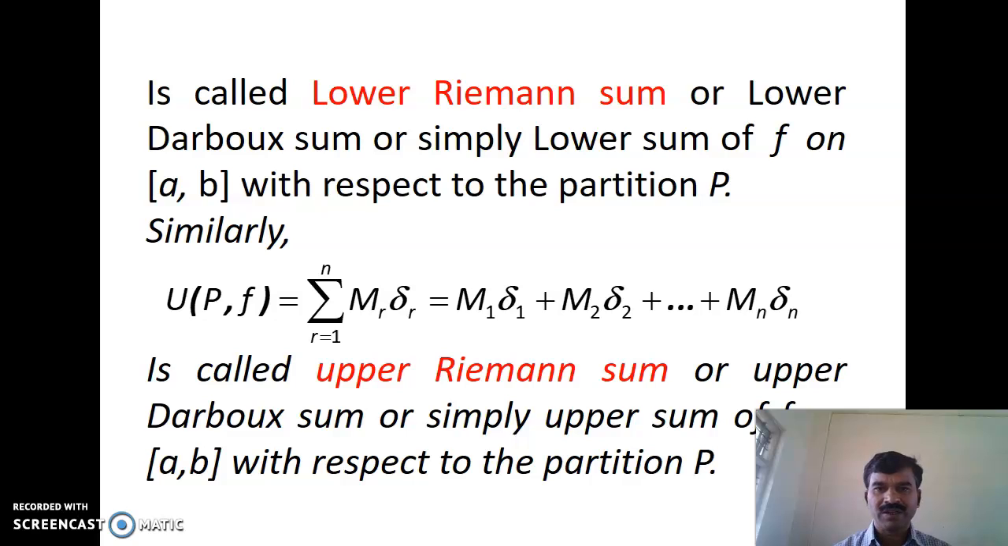Simply we can say that it is the lower sum of f on the closed interval with respect to partition P. Similarly, we define U(P, f) as the summation of capital M_r delta_r, where r runs from 1 to n, which is called the upper Riemann sum or upper Darboux sum. Simply, it is the upper sum of f with respect to partition P.